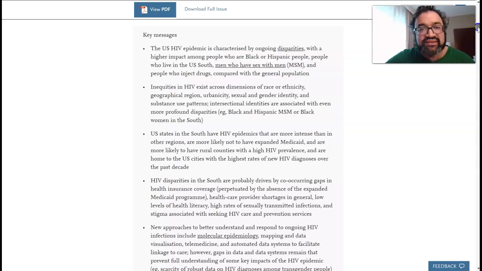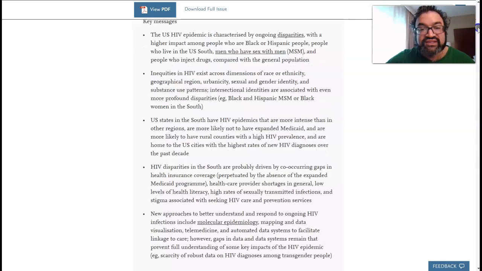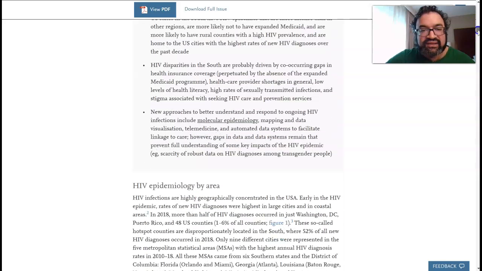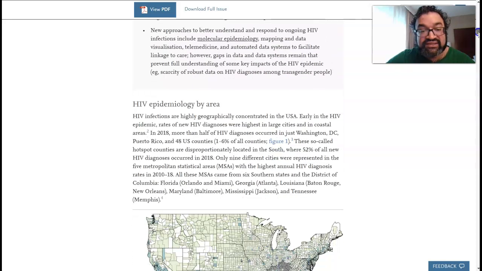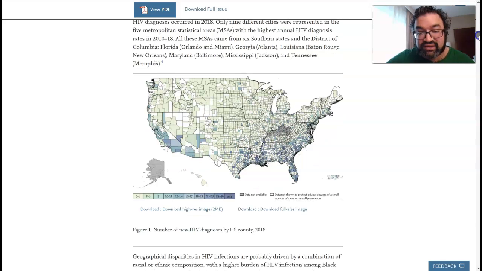This is a Lancet article, so most of these are written in similar fashion. You can go through these key messages. There are only five in here, and take a look at molecular epidemiology and mapping and data visualization. Some of the more exciting things that are occurring.